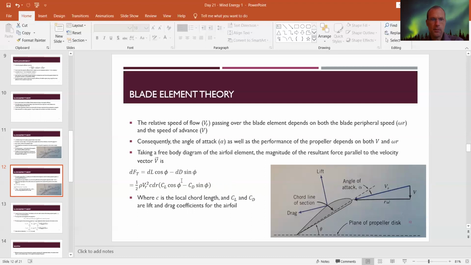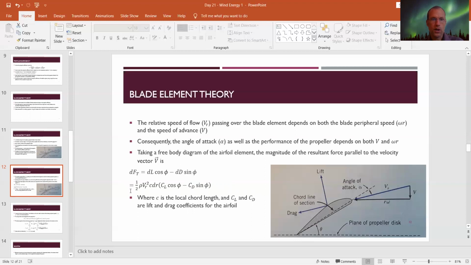Then lift and drag forces depend on lift and drag coefficients. So my lift and drag forces is 1/2 rho v squared times the chord length times the thickness. So 1/2 rho v squared times area. In this case, the area is, again, the chord length c, and this thickness dr. And then CL for my lift coefficient, cosine phi, CD for my drag coefficient, sine phi. So again, chord length, basically the length of this dashed line between the tail and the leading edge of my airfoil here. So c is that dashed line from there to there.